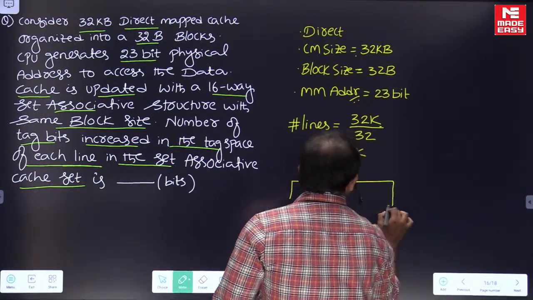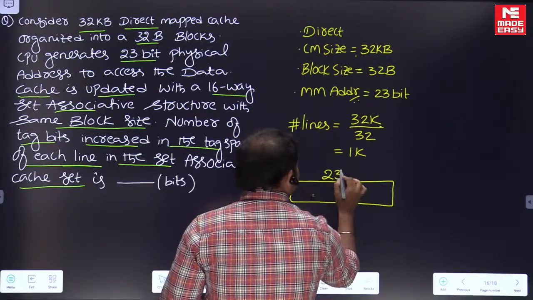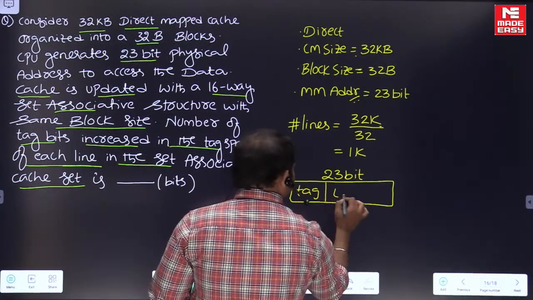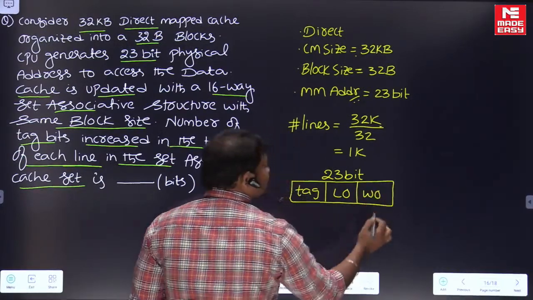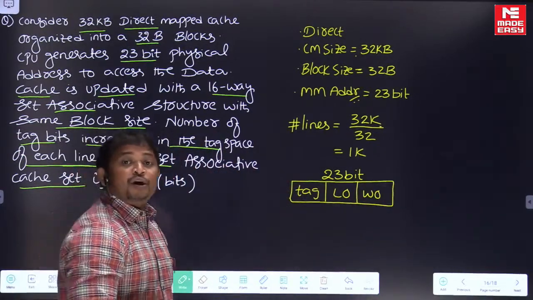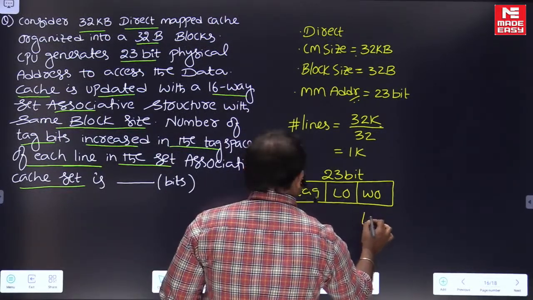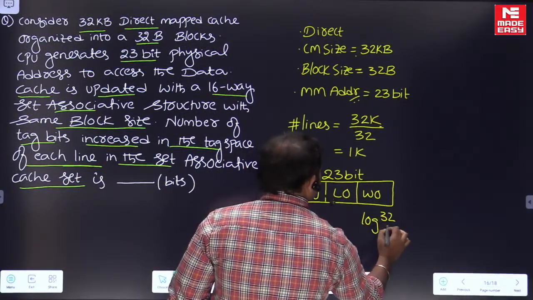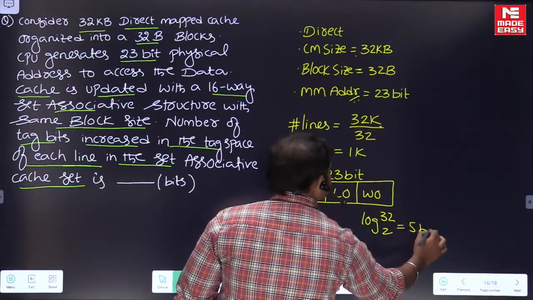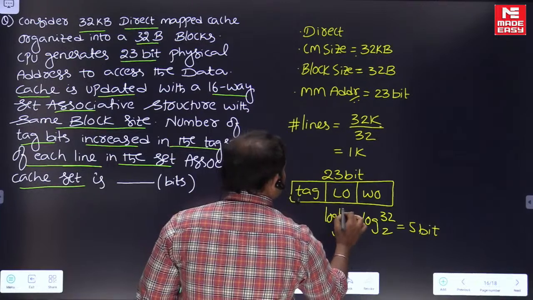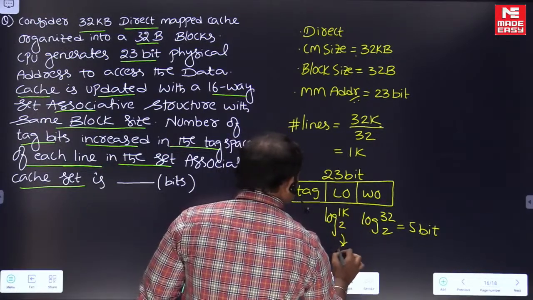Now the address format: the 23-bit address is divided into tag, line offset, word offset. This is the direct mapping address format. Word offset depends on the block size, so log 32 base 2 is 5 bits. Line offset depends on the number of lines, log 1K base 2, which is 10 bits.